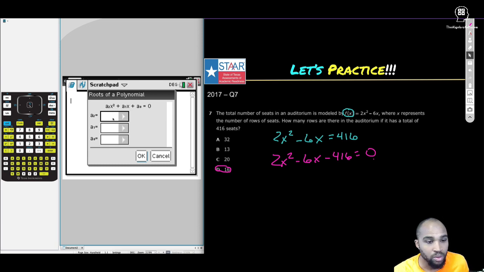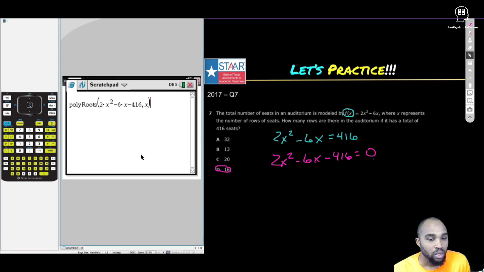So we got a 2. They should go here, and we have a negative 6, and I'm going to make sure I push the negative 6 here. And lastly, we have a negative 416. And I press OK, and they said this is one way you could have written it if you wanted to, but you don't have to remember that.